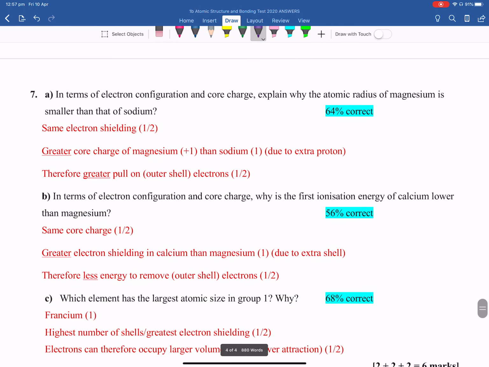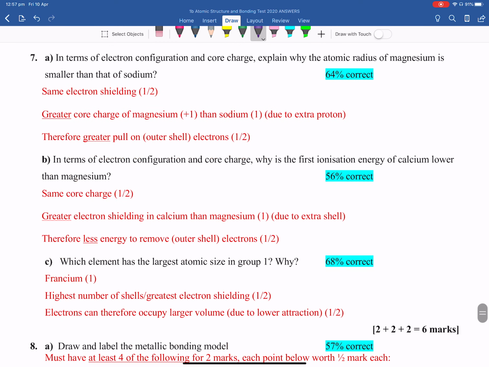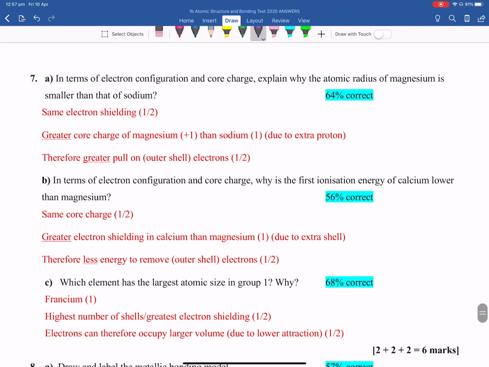Going down to question 7A, I'm going to go through 7A, B, C because they had a variety of answers here. Why is the atomic radius of magnesium smaller than sodium? You have a look at where magnesium is. Magnesium is in group 2, sodium is in group 1. So therefore the core charge in magnesium is greater. That was 1 mark for saying that the core charge was greater.